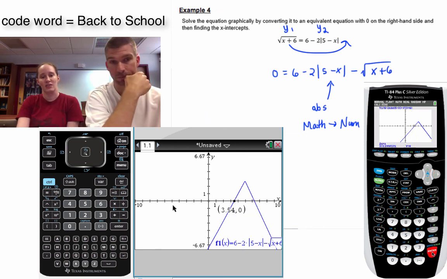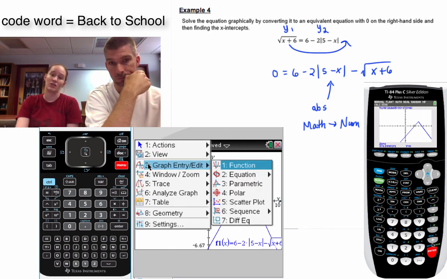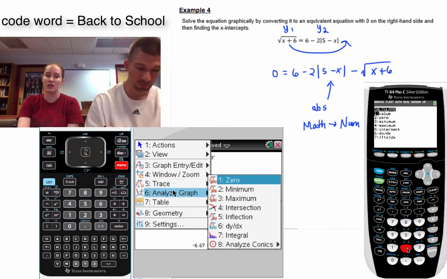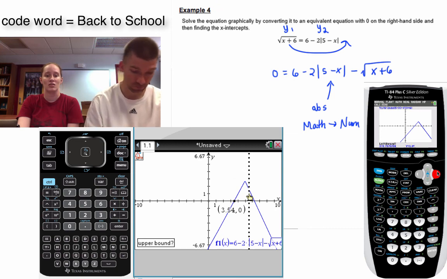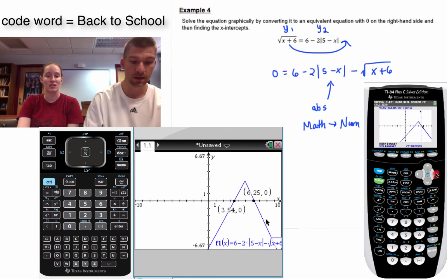And now the step in figuring out where those x-intercepts are is to use the calculate menu. That's going to be second trace on your old calculators. If you're looking for where you cross the x-axis, that's actually called a 0. Or if you have a really old calculator, it's called a root.